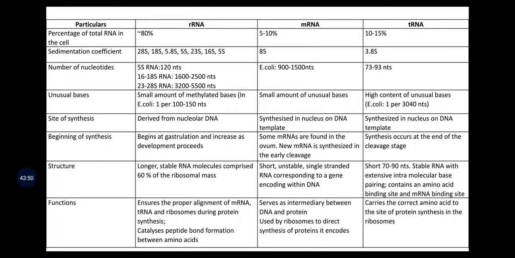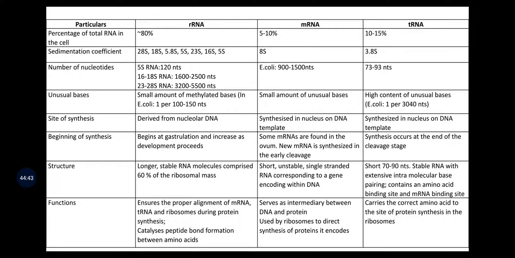Coming to the sedimentation coefficient, for rRNA it is 28S, 18S, 5.8S, 5S, 23S, 16S and 5S, whereas for mRNA it is 8S and for tRNA 3.8S. Number of nucleotides: for rRNA, 5S RNA has 120 nucleotides, 16 to 18S RNA has 1600 to 2500 nucleotides, and 23 to 28S RNA has 3200 to 5500 nucleotides. In the case of mRNA, in lower eukaryotes and prokaryotes like E. coli, 900 to 1500 nucleotides are found. In tRNA, it is 73 to 93 nucleotides.